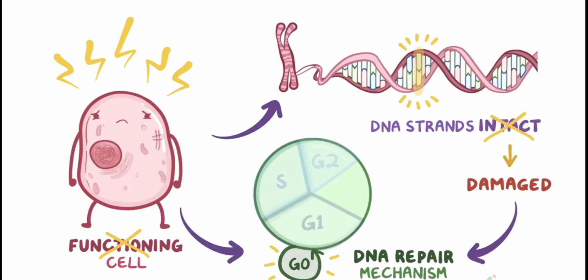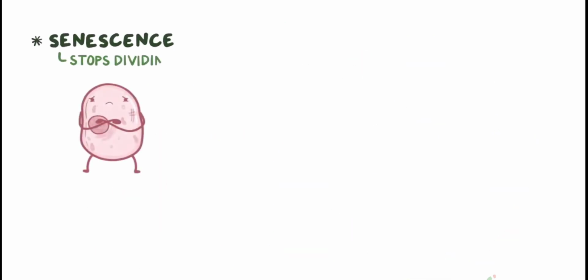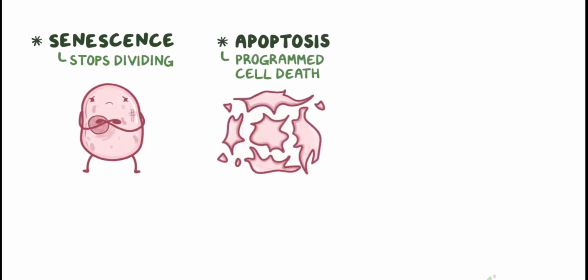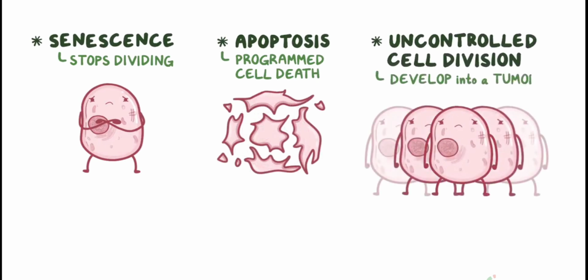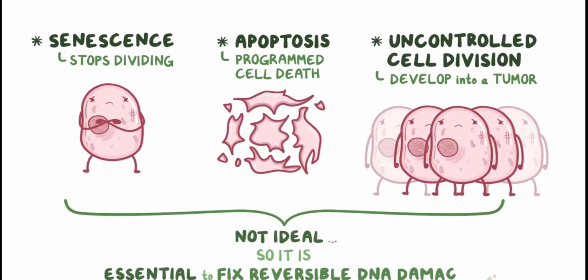If the DNA damage starts to pile up, a cell will typically go down one of 3 paths. First, the cell might go into senescence, which is when the cell stops dividing. Second, the cell might undergo apoptosis, which is programmed cell death. And third, the cell might start to undergo uncontrolled cell division and develop into a tumor. None of these paths are ideal, so it's essential for cells to fix reversible DNA damage and prevent too many DNA mutations from happening.